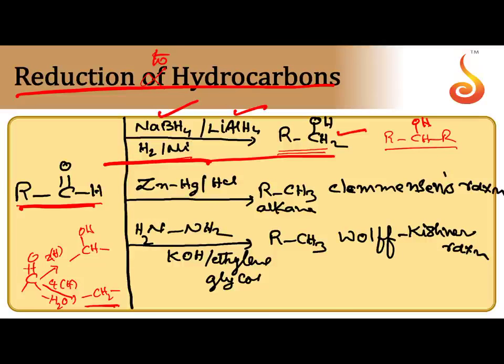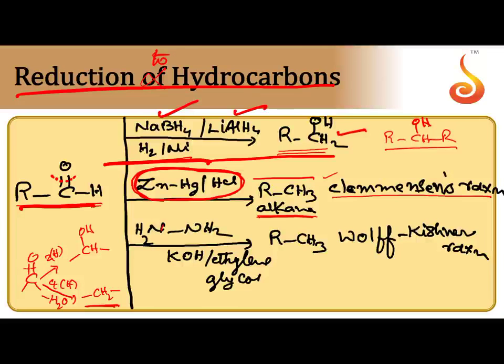The second way is reduction to alkane, when an aldehyde or ketone is reduced with zinc amalgam and HCl. With zinc amalgam and HCl, oxygen is replaced with two hydrogens. Removal of oxygen and addition of two hydrogens is nothing but reduction. Reduction gives RCH3. RCH3 is nothing but alkane. This process is specially called Clemmensen reduction.